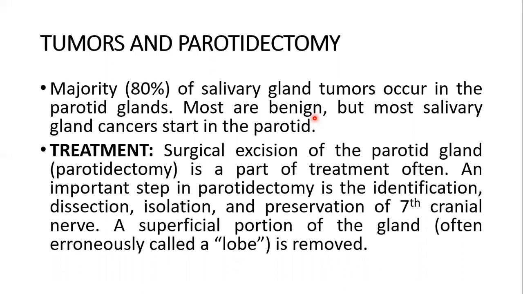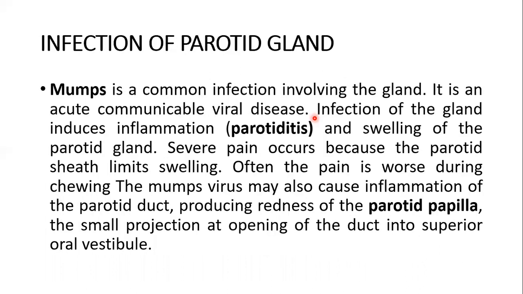So as the nerve fibers run horizontally, what should be the direction of the incision to preserve the fibers? Of course, it should not be vertical. It will cut all the nerve fibers, the 5 branches, so it should be horizontal. So a superficial portion of the gland, often wrongly called a lobe, is removed.